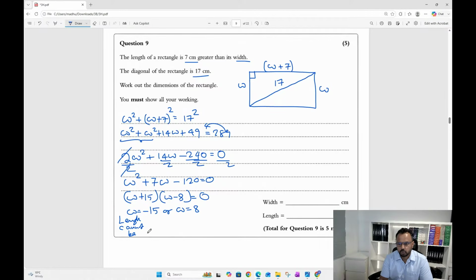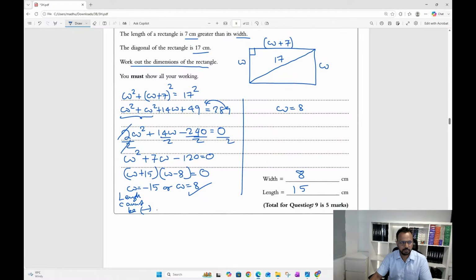So what do we do? We discard this value of 15 and we only go with this one. Work out the dimensions of the rectangle. Obviously, the width is 8 centimeters. Length is 8 add 7, 15 centimeters. Done and dusted. Thumbs up if you understand it now.